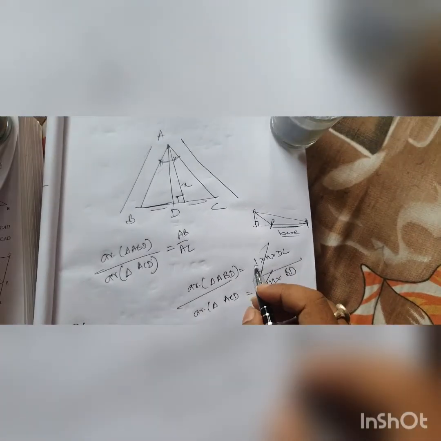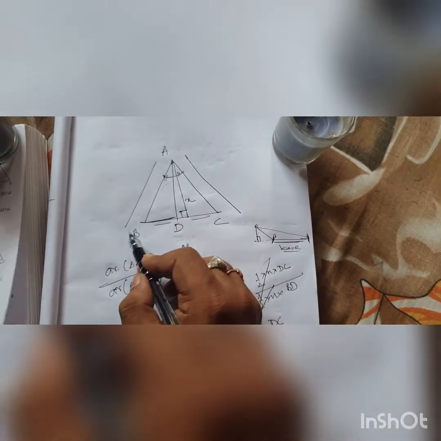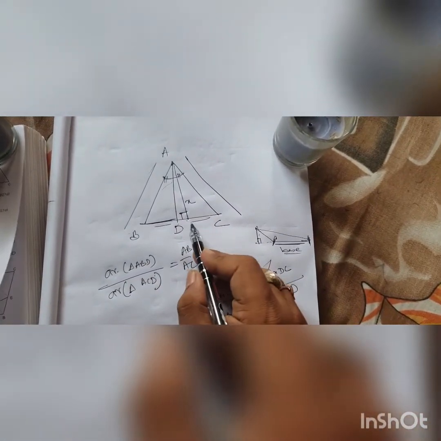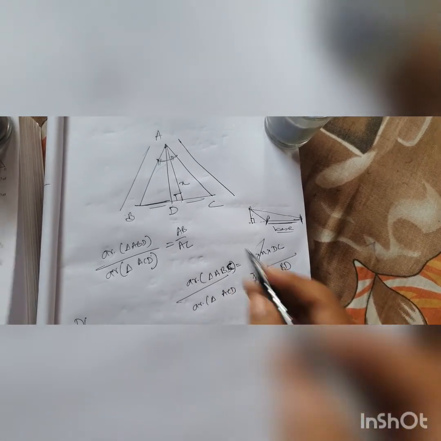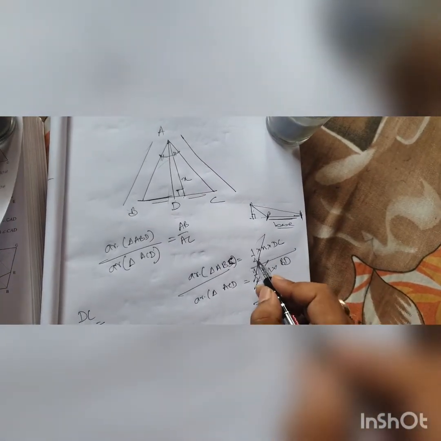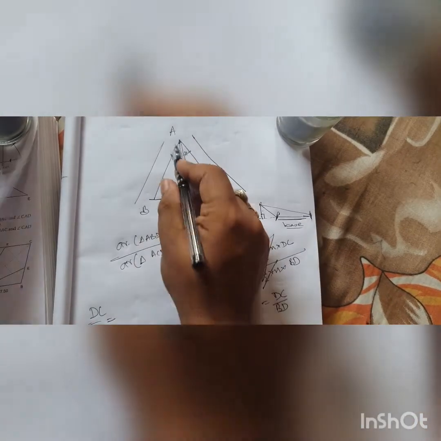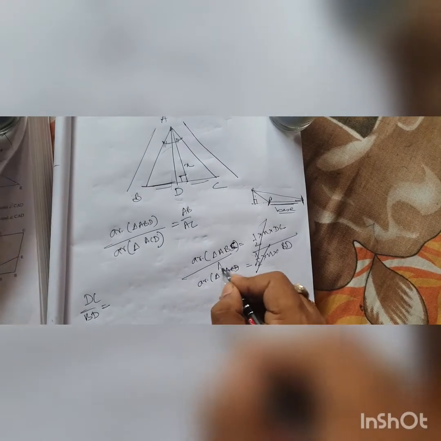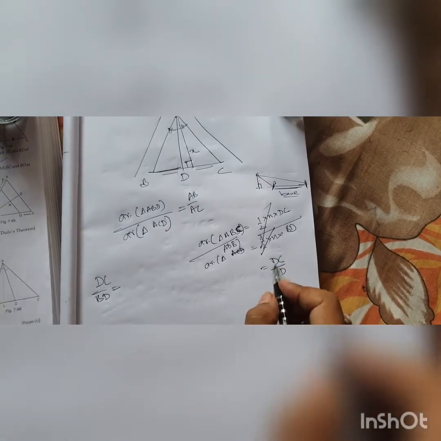Here I have made a mild mistake. I have written triangle ABD. When I wrote ABD, I wrote half into x into DC. That should be triangle ADC. I made that mistake, I am sorry. For ADC, it will be half into x into DC, okay? And for triangle ADB, it will be half into x into BD. Same explanation.